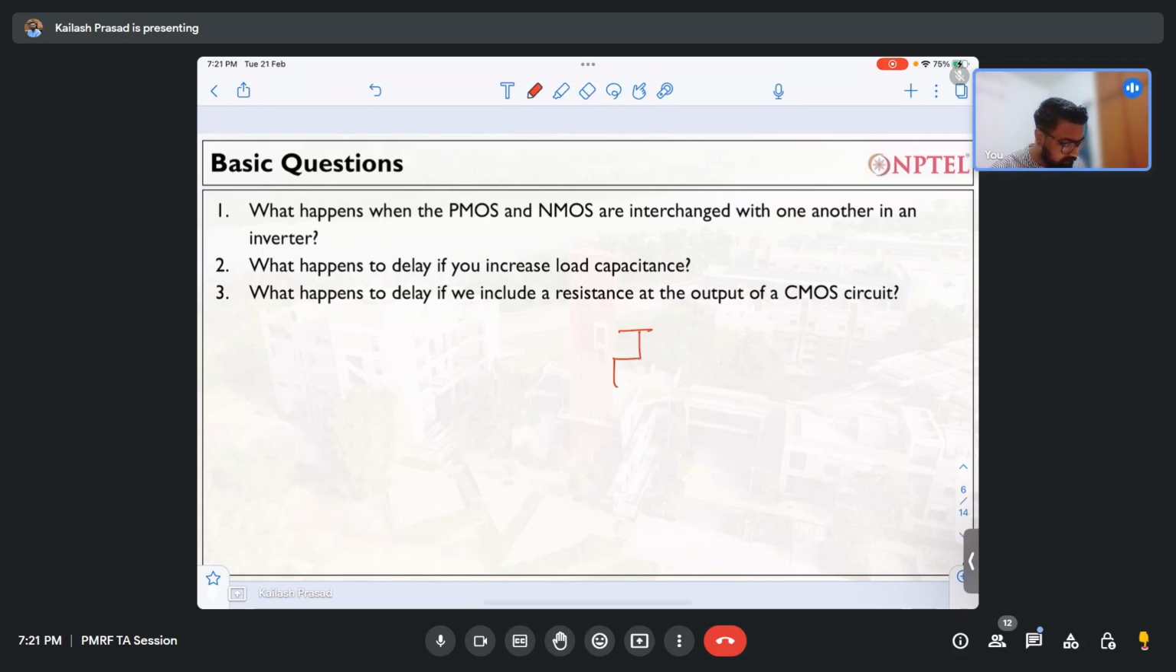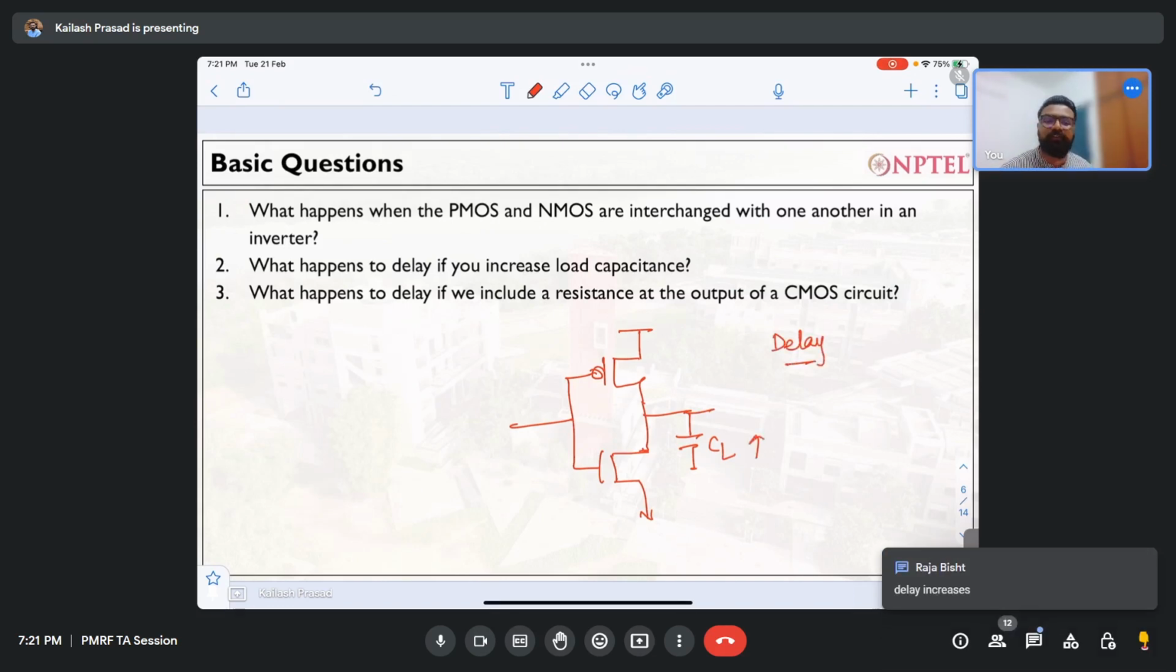So if this is my inverter, suppose, and this is my load capacitance CL, what will happen to the delay if I am increasing the load capacitance? The delay increases. Does anybody have a contradictory opinion? Will delay increase if I increase the load capacitance?